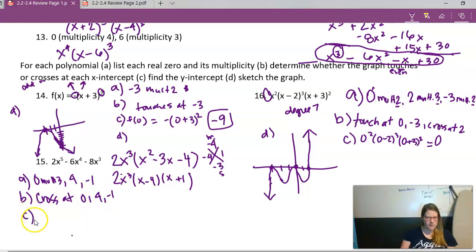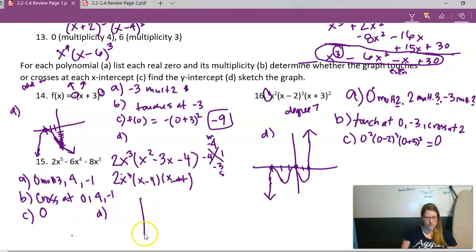Okay, part C, we need to find the y-intercept. And in order to find the y-intercept, I plug 0 in for x. I can do it to the original problem right here, or I can do it to my factored form. You'll get the same answer either way. Because every term has an x here, all of them are going to go to 0. So it's going to have a y-intercept at 0.